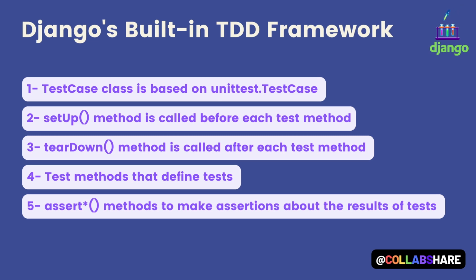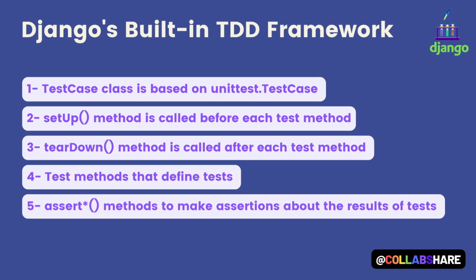The setUp method is called before each test method is run and is used to set up any state that is needed for the test to run correctly. The tearDown method is called after each test method is run and is used to clean up any state that was created during the test. These two methods are optional but can be useful in some cases to ensure that each test runs independently of the others.